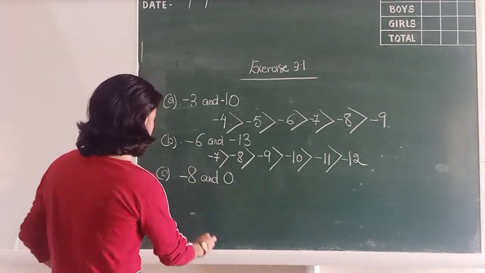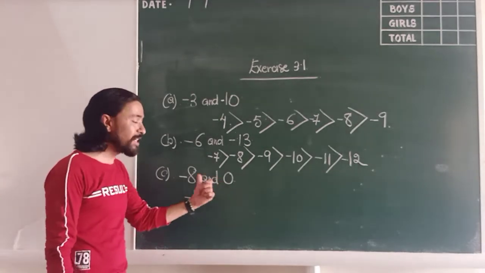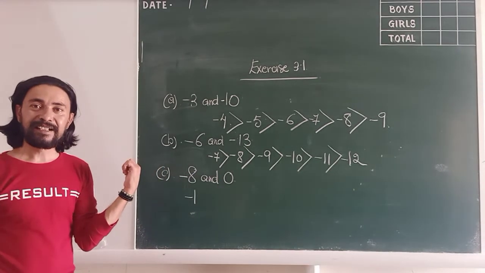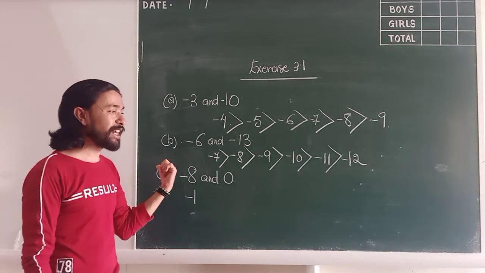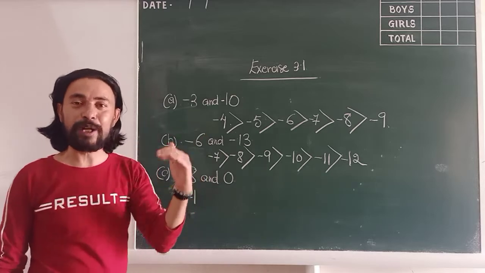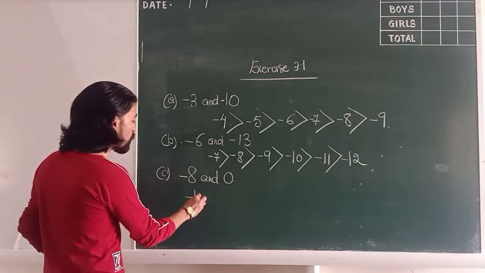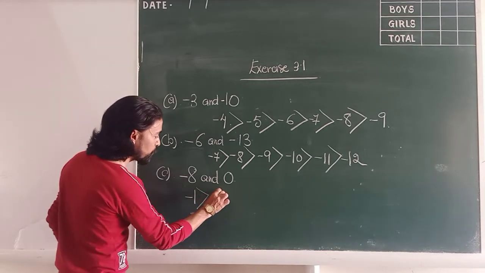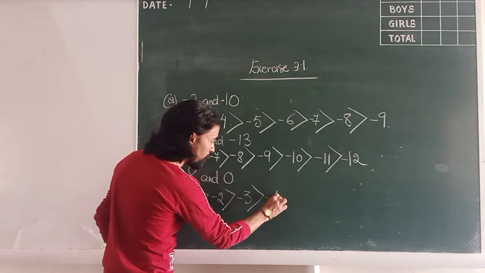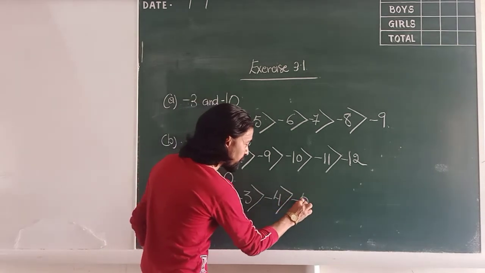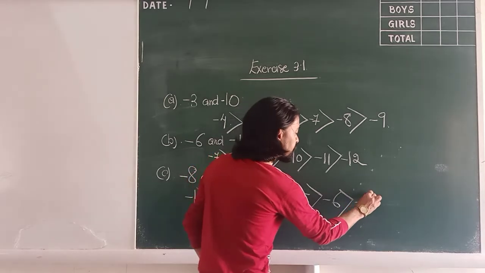So the first number will be minus 1. Because minus 1 is smaller than 0. I have to write in decreasing order. The value has to keep on decreasing. So minus 1, smaller than minus 1 will be minus 2, then will come minus 3, then will come minus 4, then will come minus 5, then will come minus 6, and then will come minus 7.